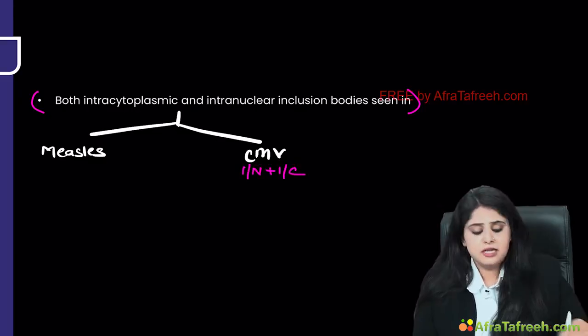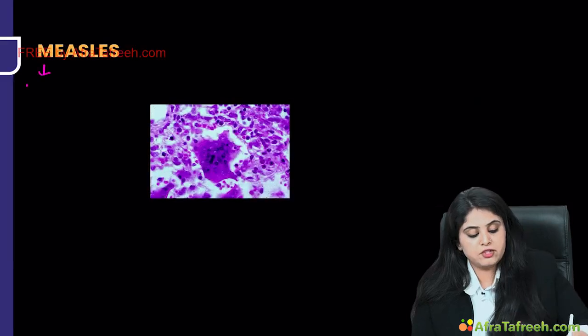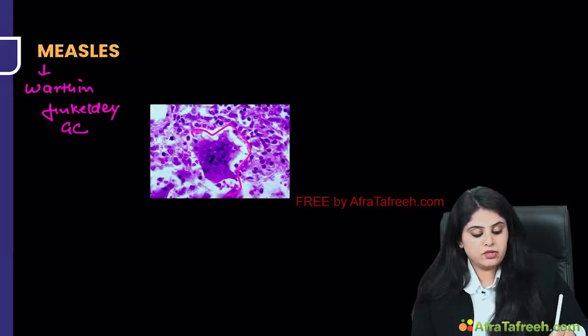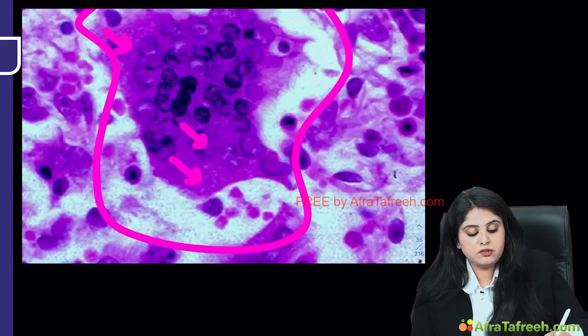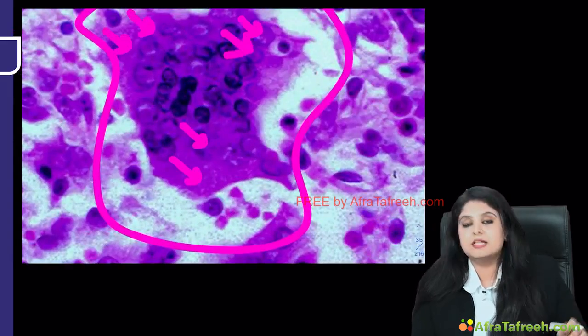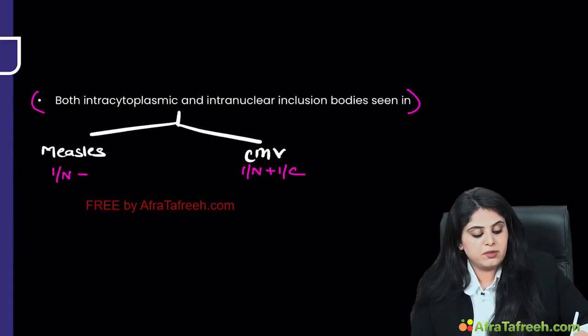What is measles? Come on, measles mein you know one giant cell from pathology. Measles mein kaun sa wala giant cell? We have learnt it is the Warthin-Finkeldey giant cells. And yes, Warthin-Finkeldey giant cells, if you look into this giant cell, you will again visualize there are lots of dots, lots of pink color dots that are present in the nucleus and in the cytoplasm. So it's going to show you intranuclear plus intracytoplasmic inclusion.